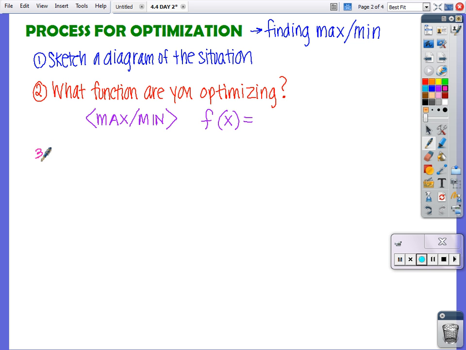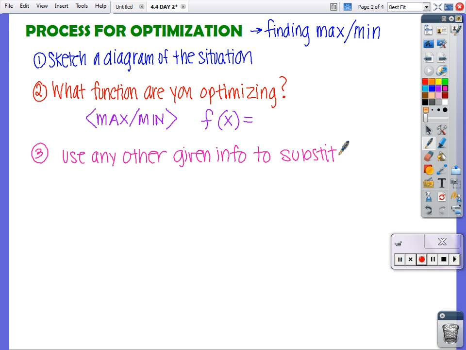So step 3, use any other given information to substitute out a variable. So this is where we were talking about, you want to optimize a function, then you want the function to be written in terms of only one variable. Once we do that, step 4, you're going to find the extrema.